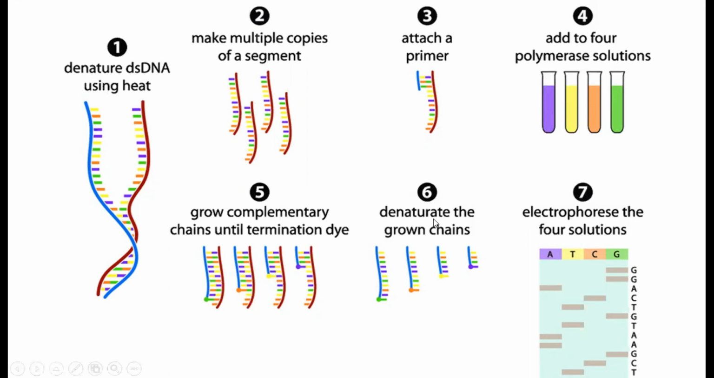Then you are just left with DNA strands of varying length. And then you denature your grown chain, and the final step is you go for electrophoresis, you get the bands, and corresponding to those bands, you get the sequences that you have. Corresponding to individual nucleotides, you will get a band over here, and then you can just write whatever sequences that you have.